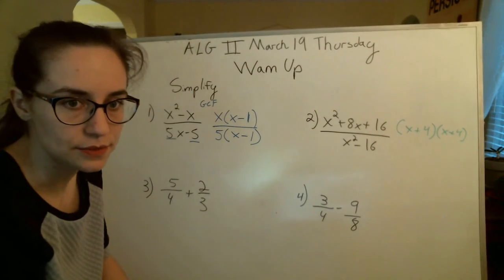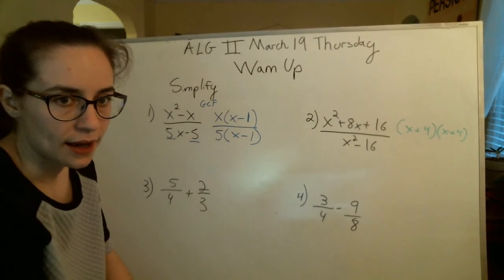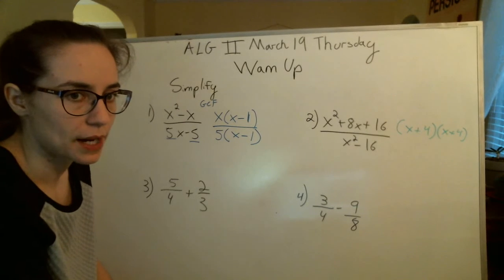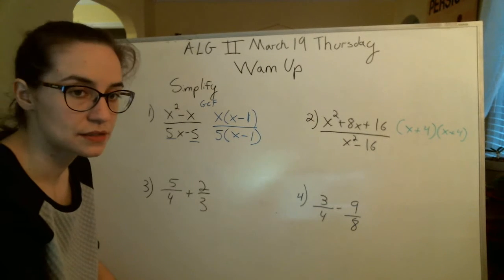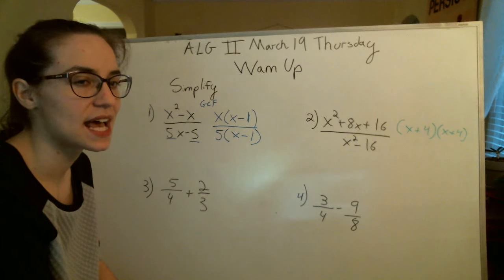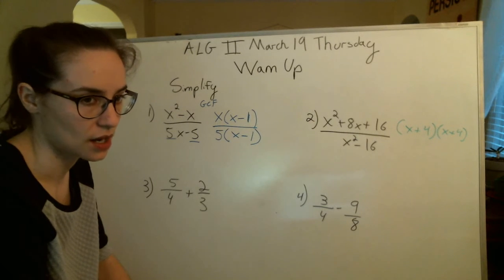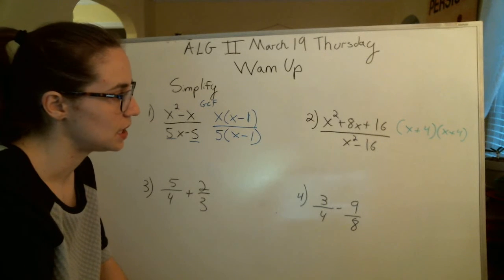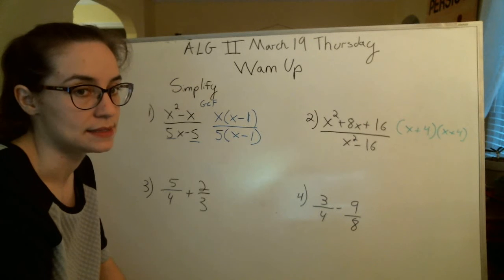Okay, it's been a minute since we've seen one of those. Now, the denominator is x squared minus 16. Now, this is a special kind of factoring. It is technically quadratic factoring, not GCF. Take a minute if you can remember what it is.